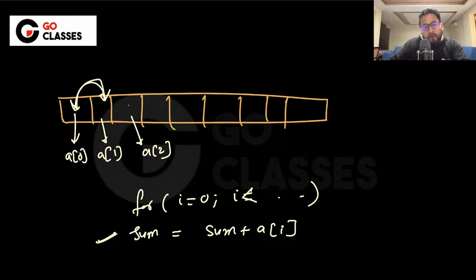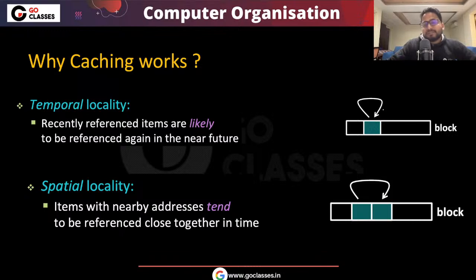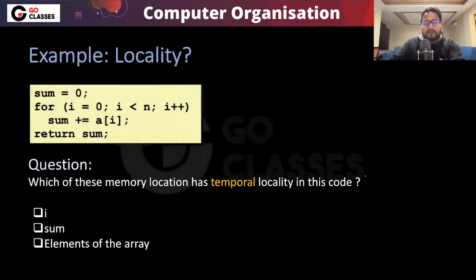So if you have already accessed a1, then probably you are going to access a2. So that's called spatial locality. Temporal locality means if I'm accessing some element again and again. Spatial locality means if I have accessed this element, then probably I will be accessing the next element in the next access.